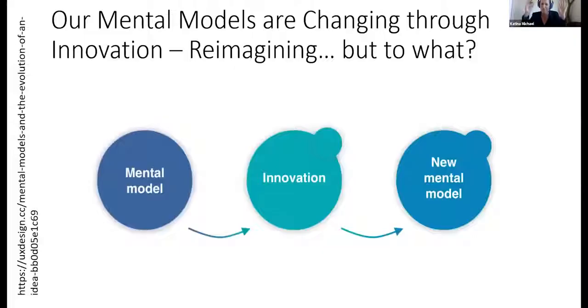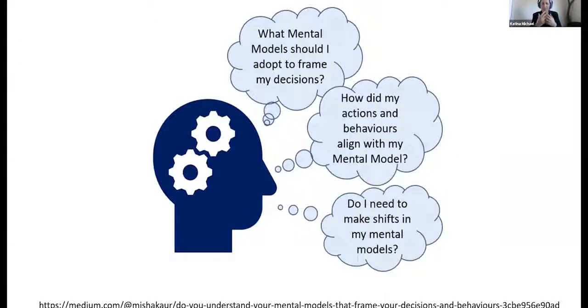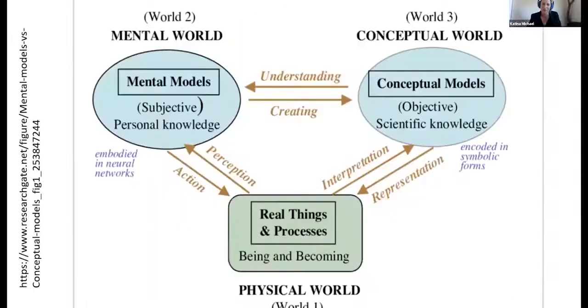And I want to leave you with this notion of mental models. We have a current mental model, we innovate, we create new mental models, and we reimagine. Well, do these mental models align with my value system? Am I being sensitive to the world around me? Do I need to make a change in my own personal mental model to fit within a collective so that we have harmony? And this is where we go from the real things and processes to mental models to conceptualization.